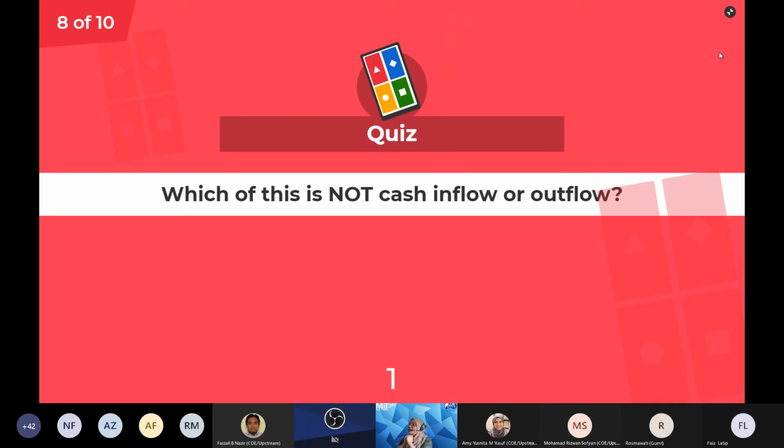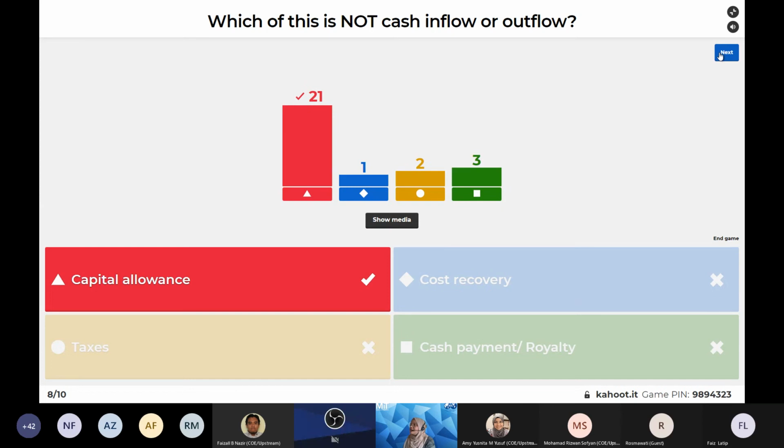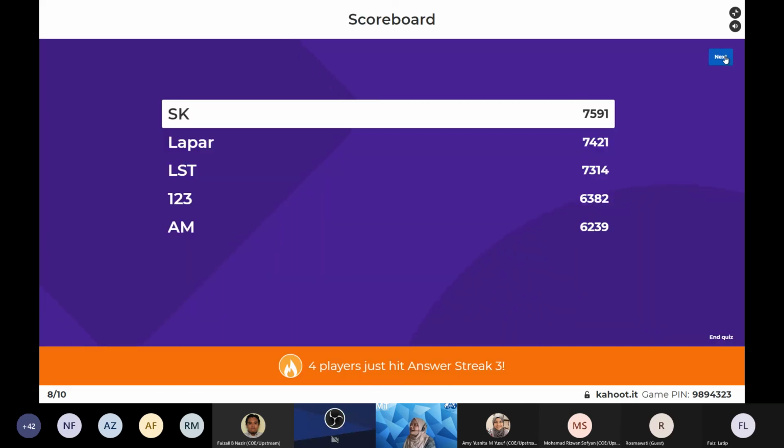Which of these is not cash inflow or outflow? Is it capital allowance, cost recovery, taxes, cash payment, or royalty? It's capital allowance. Yes, many of you got it correct. SK is still leading with 7,591. Lapar is not that far behind.